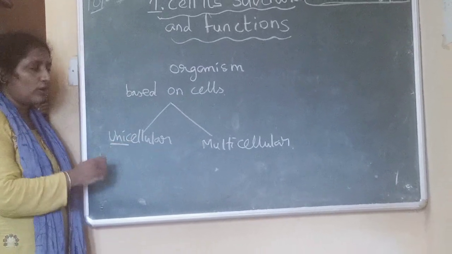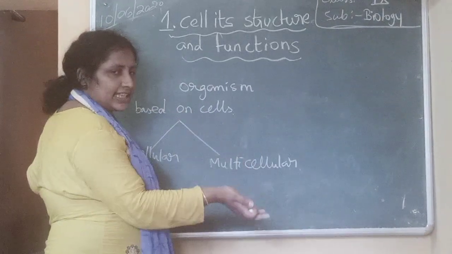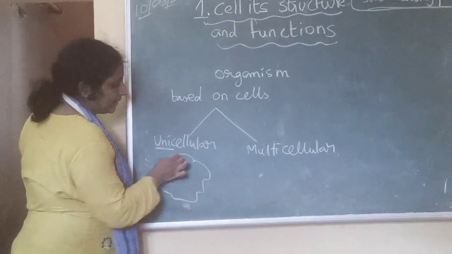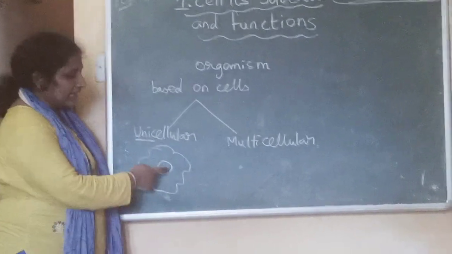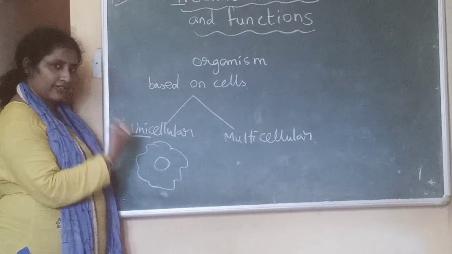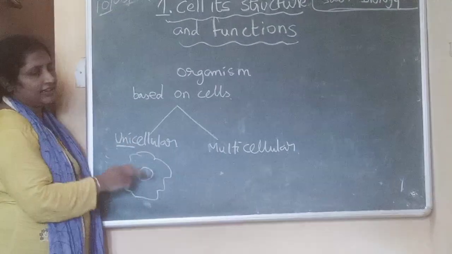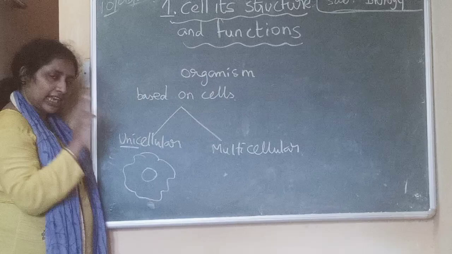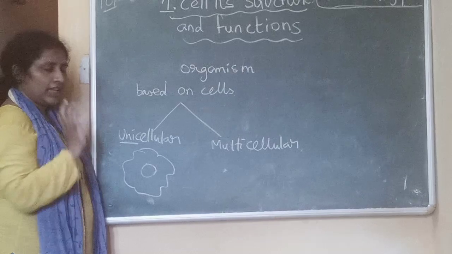Uni means single. Only a single cell is present in the body of this organism. Multi means several cells are present in the body of the organism. If you see the amoeba, it has only a single cell. Paramecium, it has only a single cell. This single cell will do all the life processes, all the activities that the organism does are controlled by this single cell. That's why it is called unicellular. Means this amoeba contains only one cell in its body. This cell will control all the functions of the amoeba.